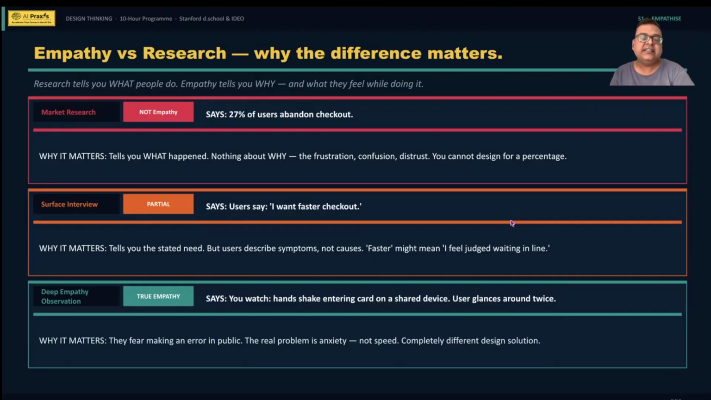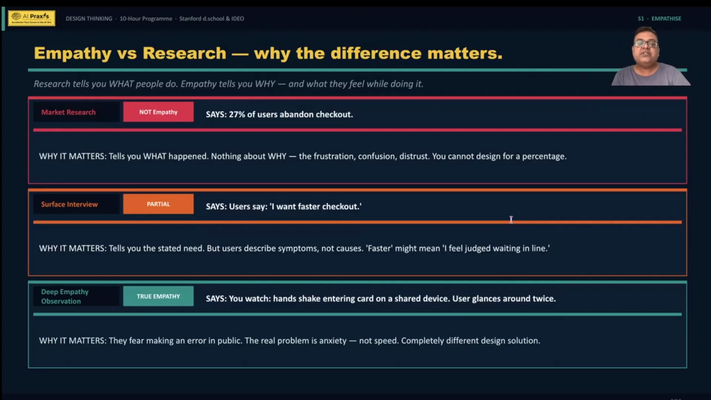Let's take the second example, which is about surface interviews. Now, suppose we decide to interview users. We ask, what would you like us to improve? Many users reply, I want a fast checkout. Now we have moved beyond numbers. We are talking to real people. That's definitely an improvement. But we are still only scratching the surface.